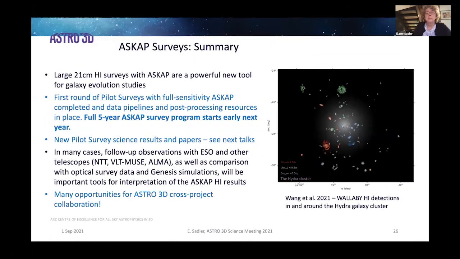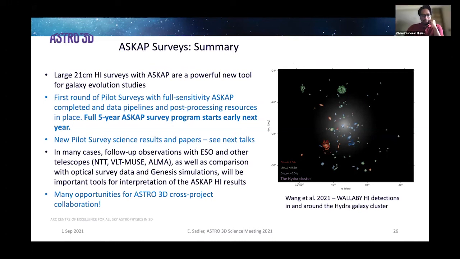And I'll just put my summary slide up here because I think I'm almost out of time, Chandra. But the good news is we're having data now coming from the full telescope. We've got the pipelines and the post-processing resources in place. And I think there are many opportunities now to take this H1 data and not only study it in its own right, but also have cross-project collaborations with Astro 3D, both with the simulations and with a number of the galaxy evolution and SAMI and Hector surveys. So I'll stop there.